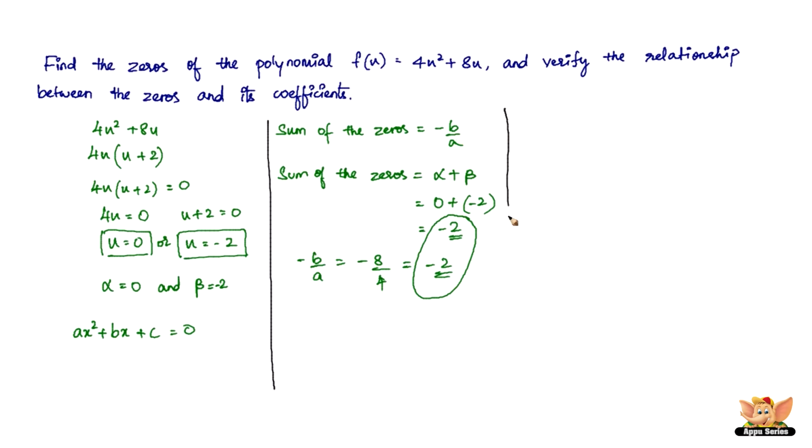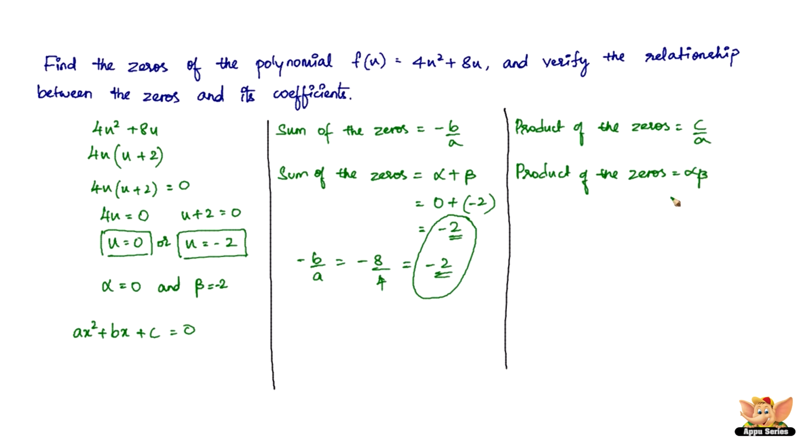So the next thing that we have to verify is the product of the zeros. The product of the zeros is equal to c by a. So the product of the zeros is nothing but alpha into beta. Since alpha is 0, 0 times minus 2 will be equal to 0. And c by a will be equal to 0 by 4, which is also equal to 0. So therefore, since these are matching, the relationship between the zeros and its coefficients, that is another one, the product of the zeros should be equal to c by a, is also verified.